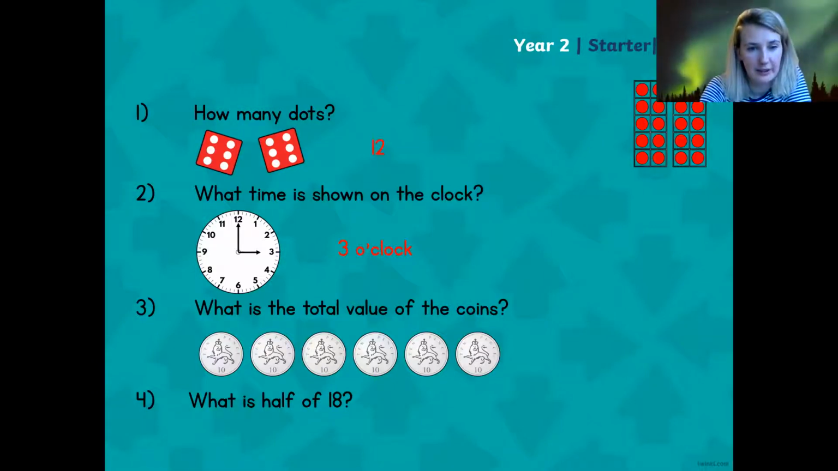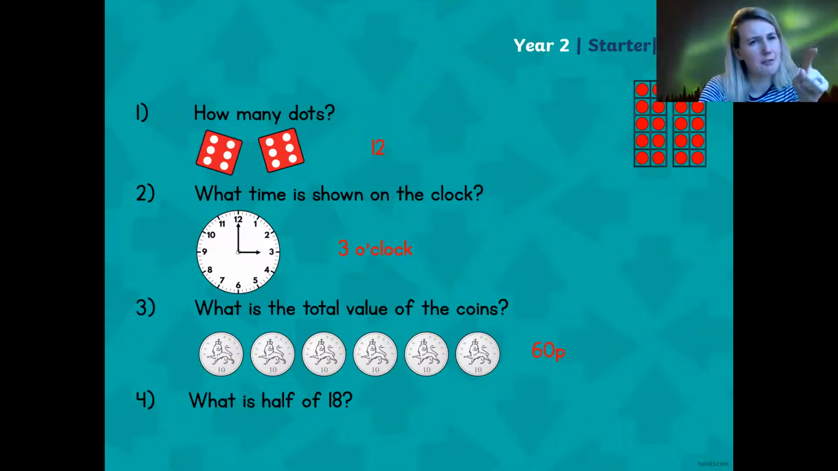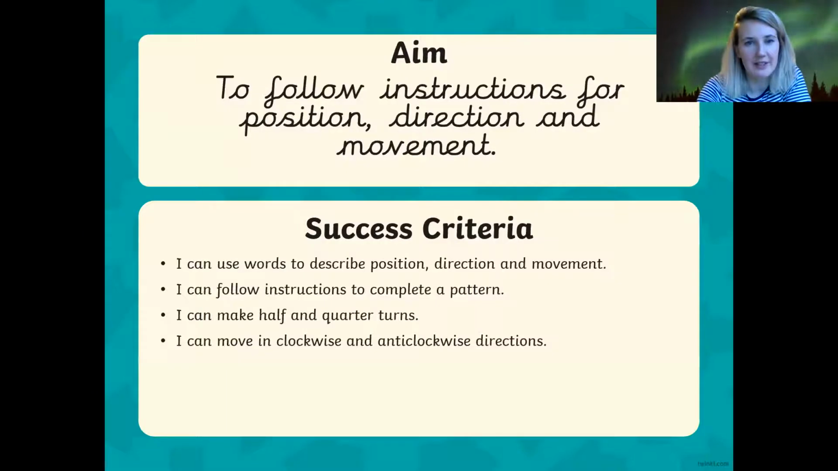So 3 o'clock. Question 3 is, what is the total value of the coins? So how many coins have we got? 1, 2, 3, 4, 5, 6 tens. 10, 20, 30, 40, 50, 60. And it's pence, not p, remember? Pence. What is half of 18? 9. Okay. Well done for giving that a go.